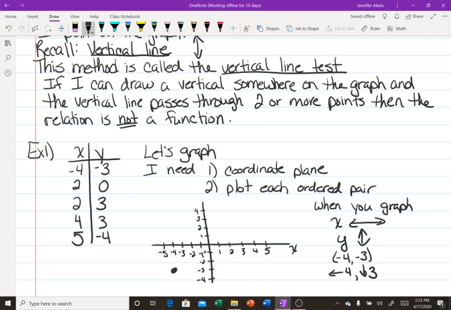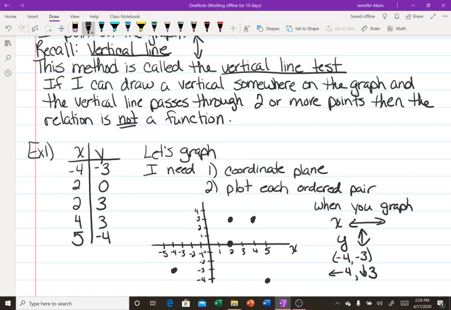2, 0, I go right 2 and I don't move up or down any. 2, 3, I go right 2 and I go up 1, 2, 3. 4, 3, I go right 1, 2, 3, 4, and then I go up 1, 2, 3. 5, -4, I go right 1, 2, 3, 4, 5, and then I go down 1, 2, 3, 4. Okay, so I'm looking at 1, 2, 3, 4, 5 different points.